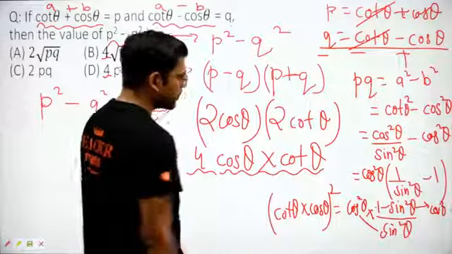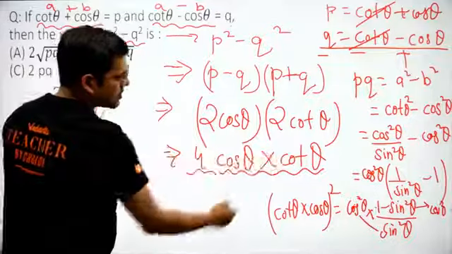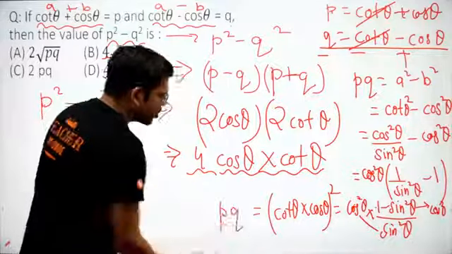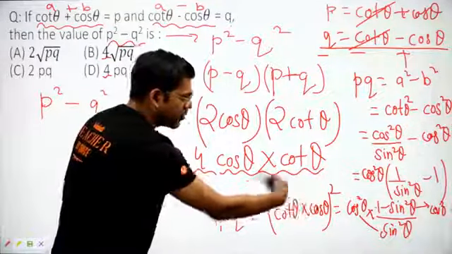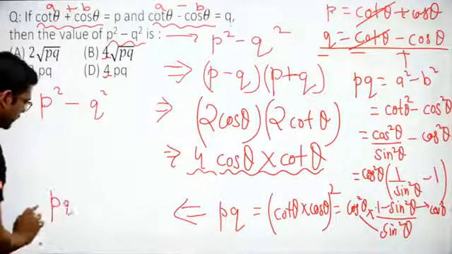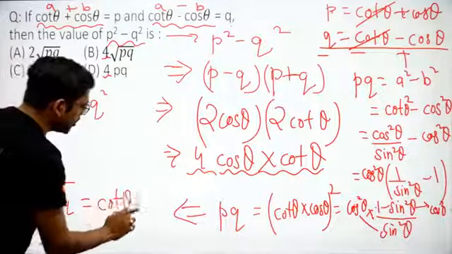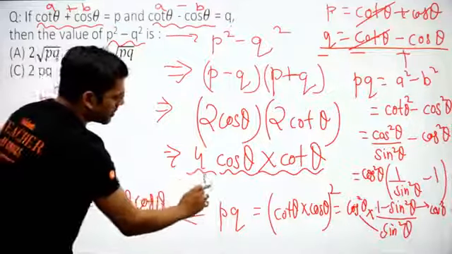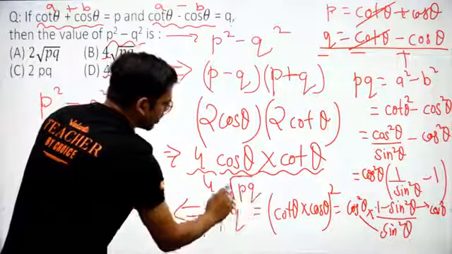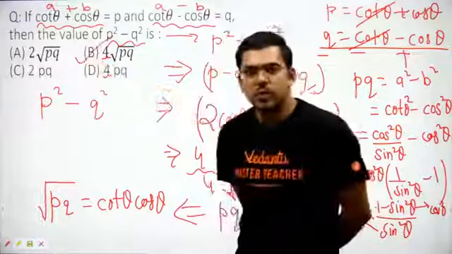Cot theta into cos theta, means if I put this, say for example, this is the result which we used to get, and this is the result for PQ. So if I remove this square, what will I be getting? I will be getting root under PQ is equal to cot theta into cos theta. So the value comes as 4 cot theta into cos theta, means 4 root under PQ. Now I guess we all have got the answer. It is 4 times root under PQ.